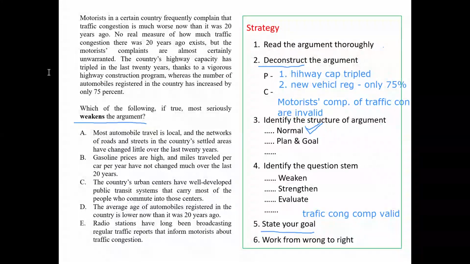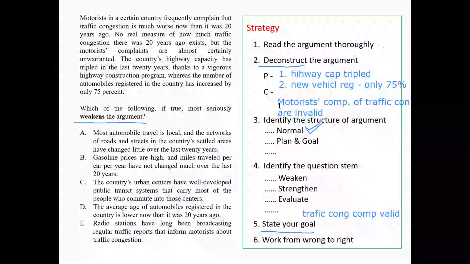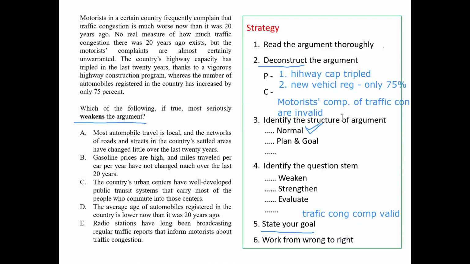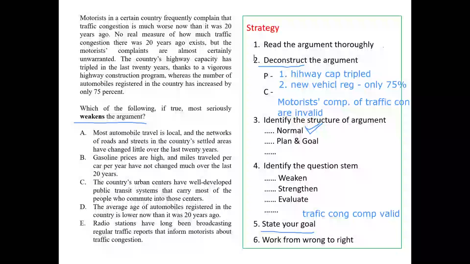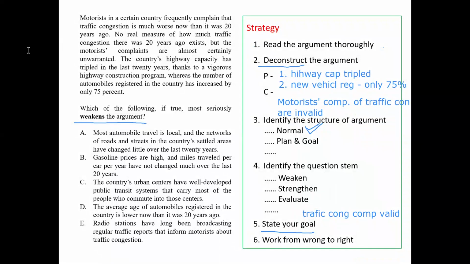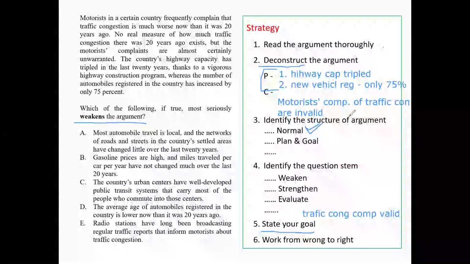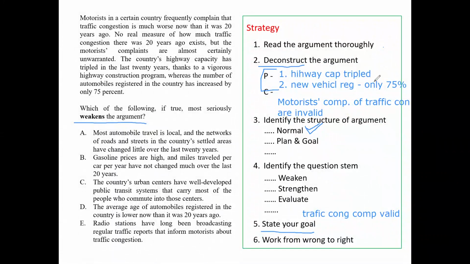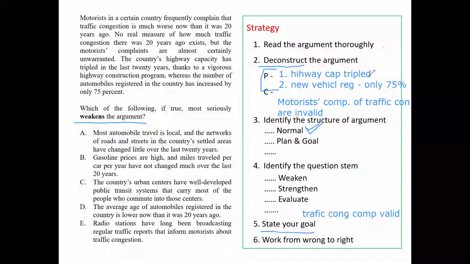So here, in order to prove that the motorist complaints of traffic congestion are invalid, to prove that point, what is the sample they have taken? Tell me. Highway capacity and the registration of vehicles. Based on these 2 points, they have made a conclusion. So is this a correct sample or not? Check that. See the answers now and check whether they have taken a correct sample or not.